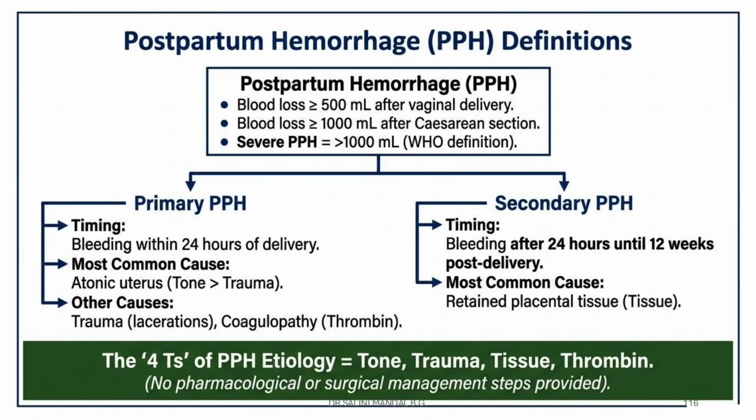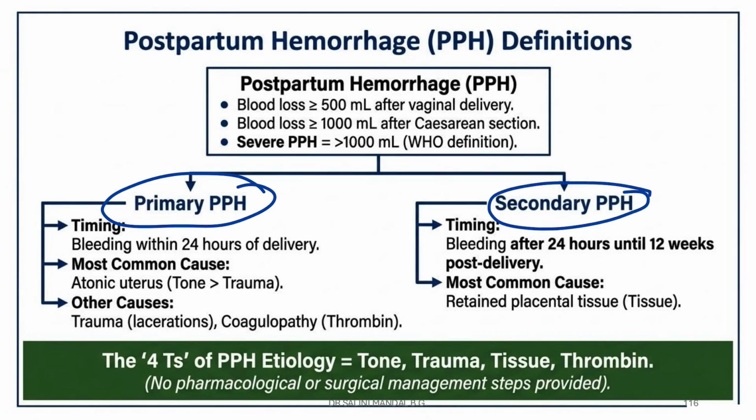And lastly, let us see about postpartum hemorrhage. Postpartum hemorrhage means blood loss of more than 500 ml after vaginal delivery, and blood loss of more than 1000 ml after cesarean section. Severe postpartum hemorrhage means more than 1000 ml. Now we have two types: primary postpartum hemorrhage and secondary postpartum hemorrhage.